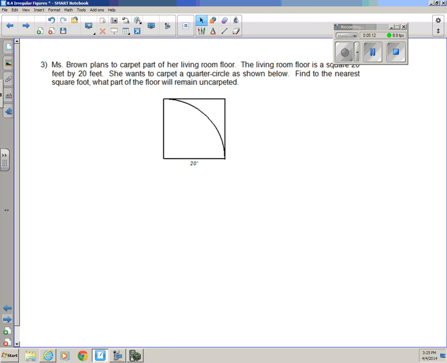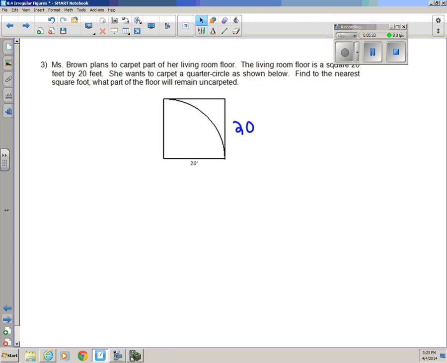Miss Brown plans to carpet part of her living room. The living room floor is a square, which is 20 by 20. So this is also going to be 20. She wants to carpet the quarter circle as shown below. So find to the nearest square foot which part will remain uncarpeted.